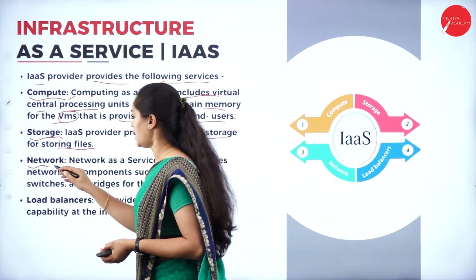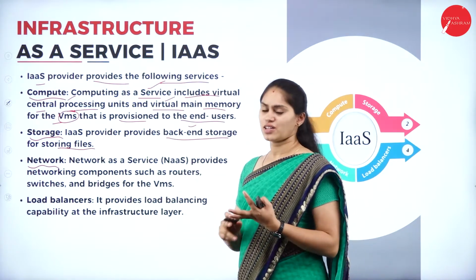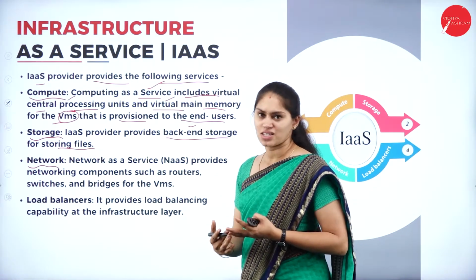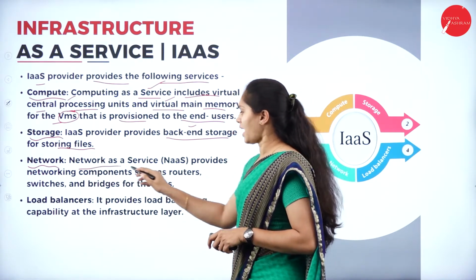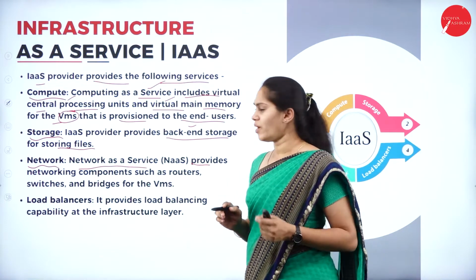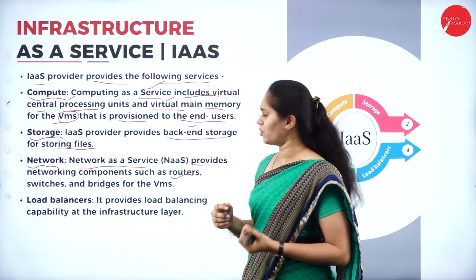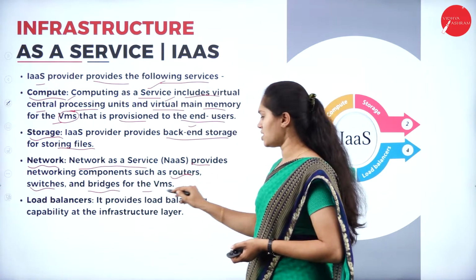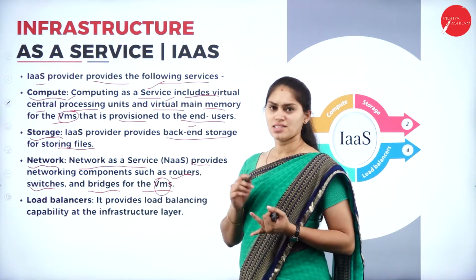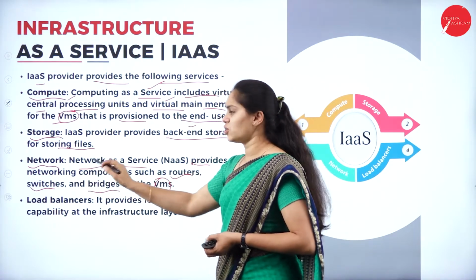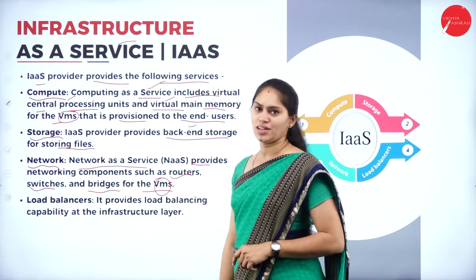So next we have a network. Here we are going to call everything a service. If they are giving resources, network or applications, everything will be termed as services. So here, network as a service. This provides networking components, which include routers that take care of the network, and also switches and bridges for the VMs, that is, for virtual machines. Routers, bridges and switches are the networking components that will be provided by this infrastructure as a service.